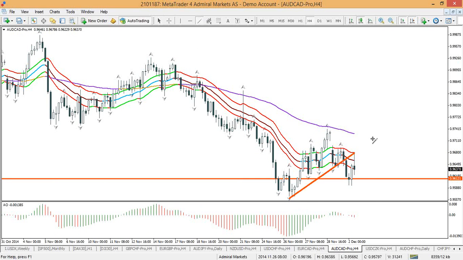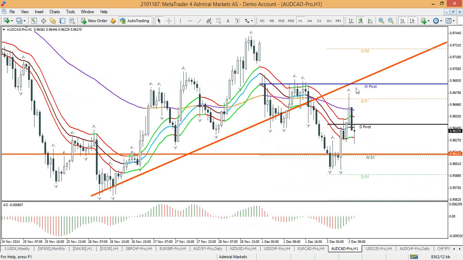There could be some Aussie weakness. There's a big downtrend. We broke this trend line. This could be a pullback for more downside. So in this regard, Aussie CAD could be an interesting short potential.